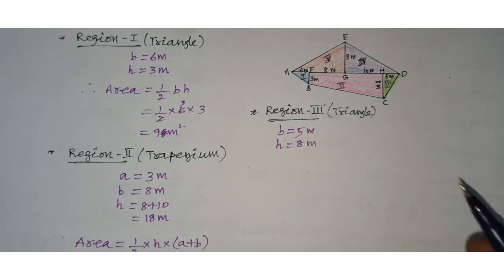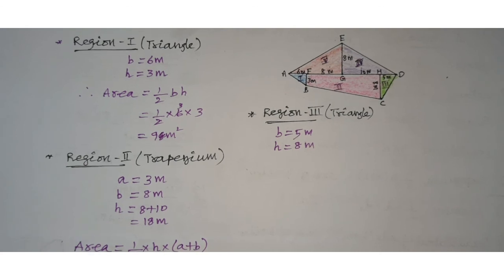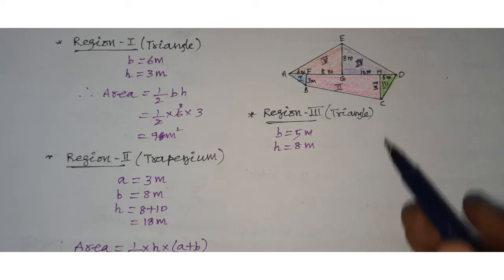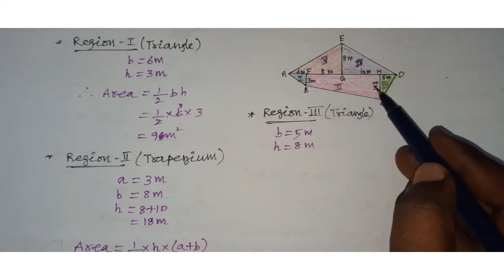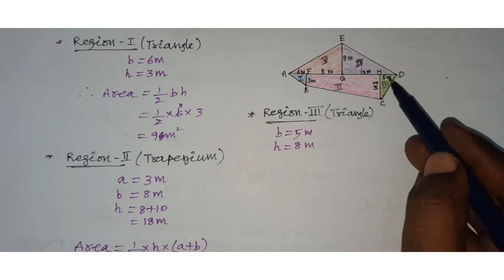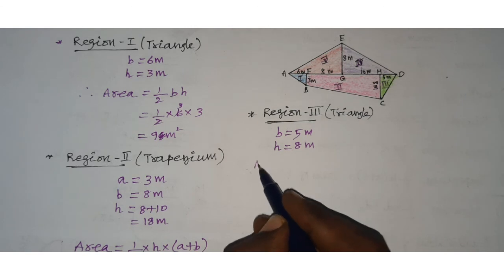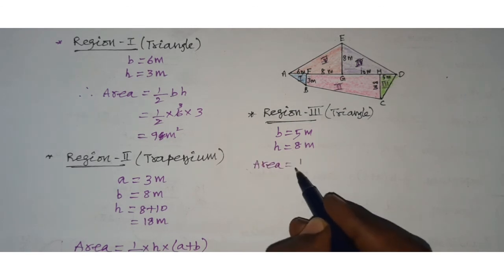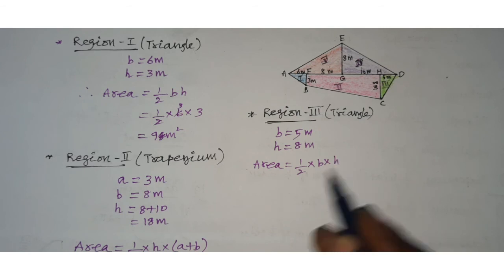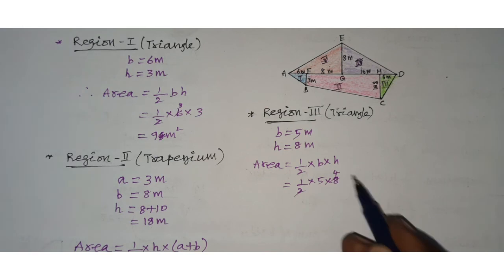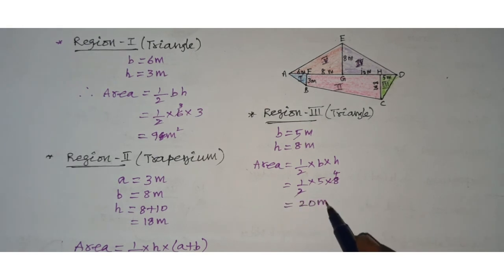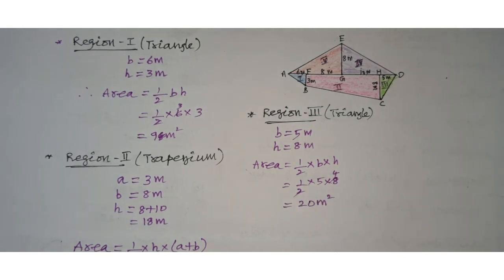And don't forget students, in a right angle triangle, base and height can be taken alternately also. If you feel it is base, then the other is height. When you take this as base and this as height, in a right angle triangle there is no problem. Okay. So now here area equal to half into base into h. So 1 by 2 into 5 into 8. 2 ones are 2, 5 fours are 20 meter square. So region 3 over.